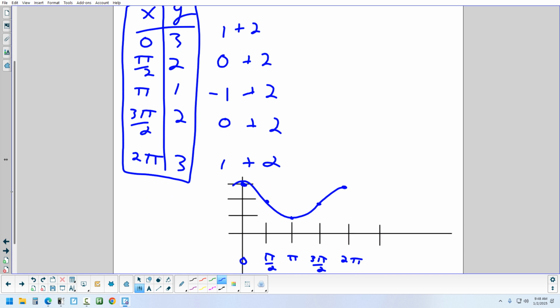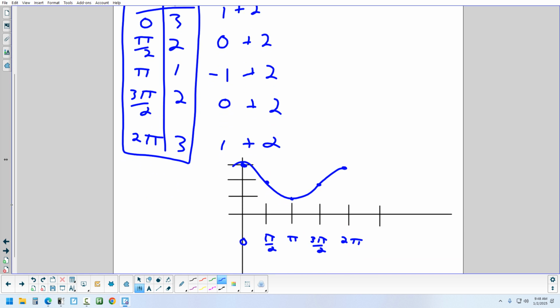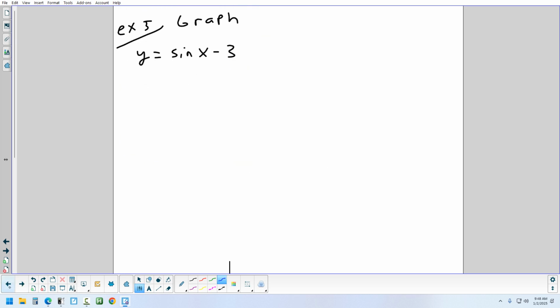So that's a vertical shift. Any question on that one? All right. Any question how you would do a shift down? You just subtract 3 from all the y values, but the x's would be your standard 0, pi over 2, pi, 3 pi over 2, 2 pi.